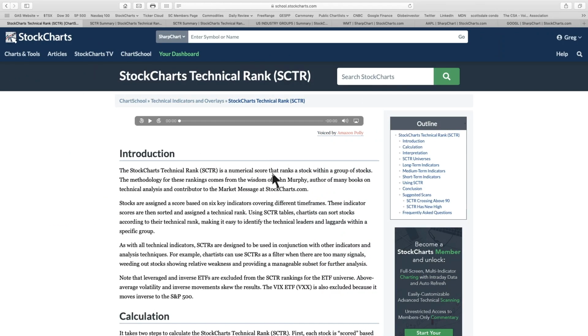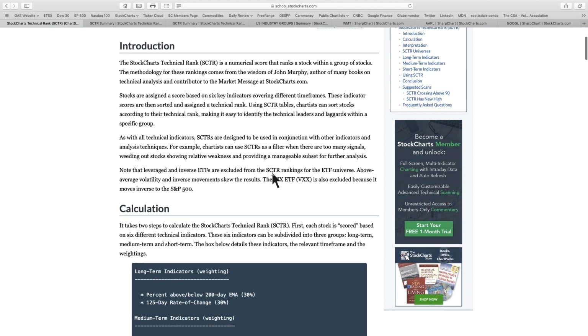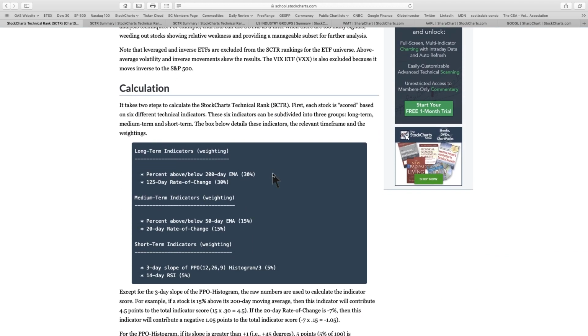So first of all, how is the StockCharts technical ranking calculated? I like to think of it as a sports score for stocks. As an example, the Calgary Flames have X wins this season and X losses. Well, we do the same thing with stocks. Which stock is pushing up faster and is farther ahead of its moving averages? We have an internal measurement of how well the stock is doing, and then we compare it to its peers. The way we do that is with long-term indicators: the percent above and below the 200-day moving average and the 125-day rate of change, which make up 60% of this calculation.